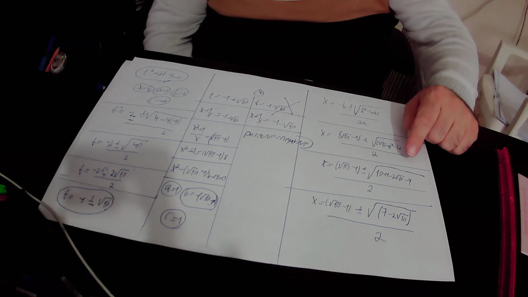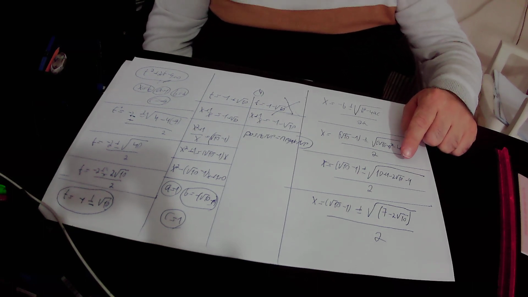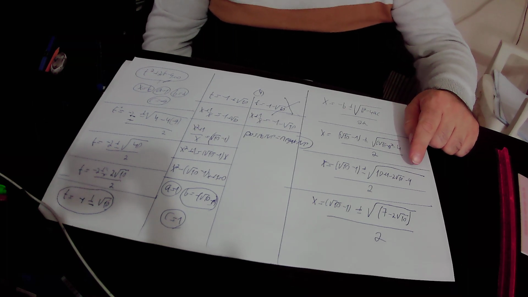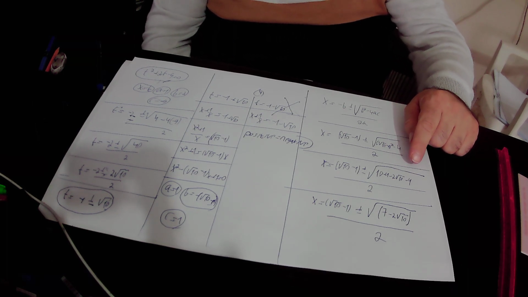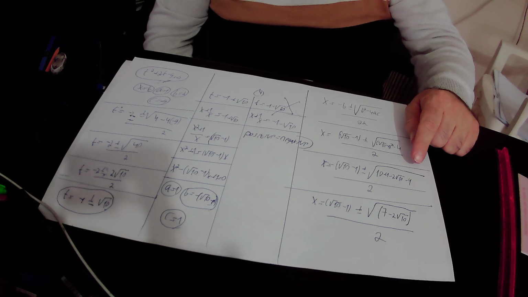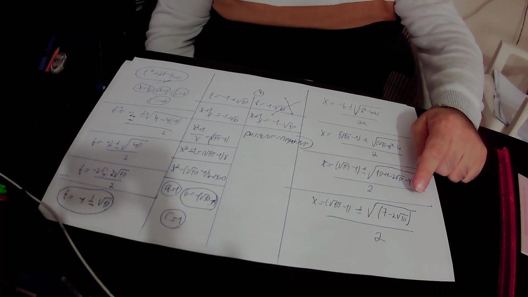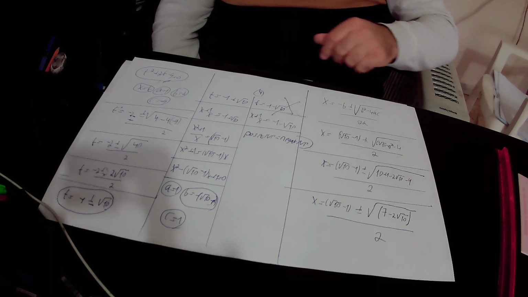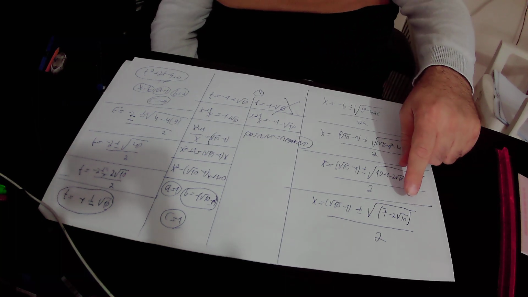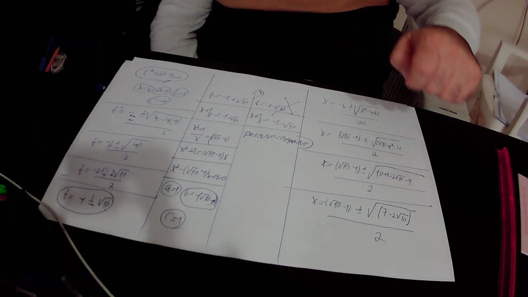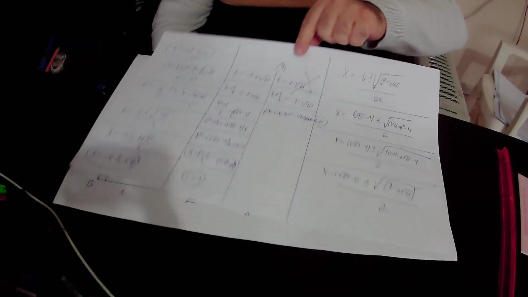So here inside the brackets we have 10 plus 1 is 11, 11 minus 4 is 7. So inside the brackets we have 7 minus 2 times square root of 10, and x equals square root of 10 minus 1 plus minus square root of 7 minus 2 times square root of 10, over 2. Then we took the expression that is inside the root and we changed it.